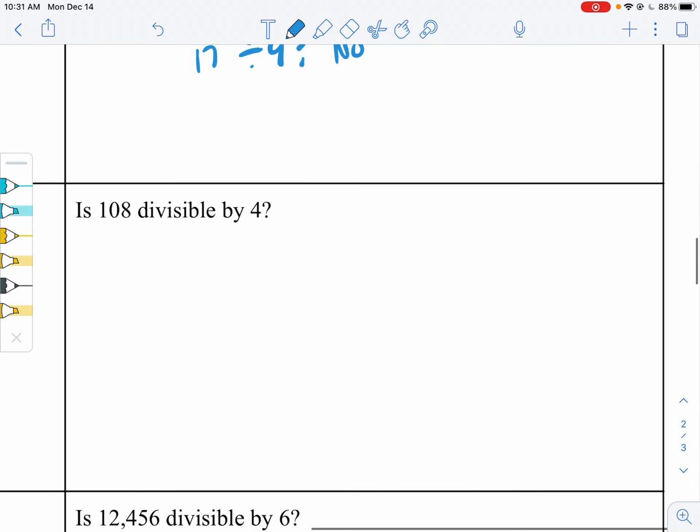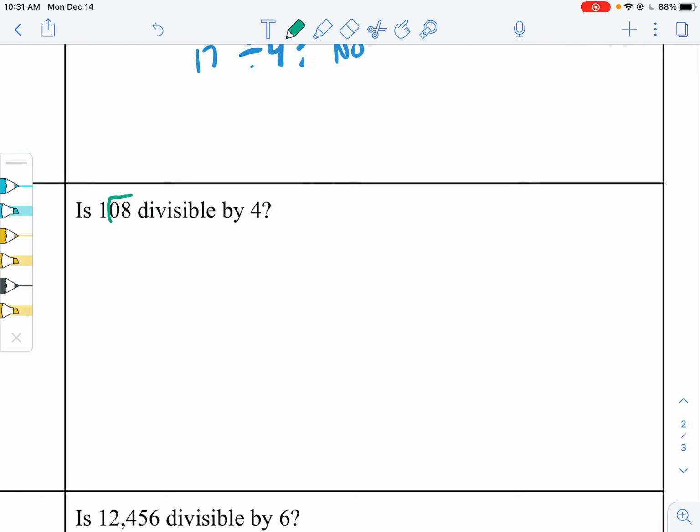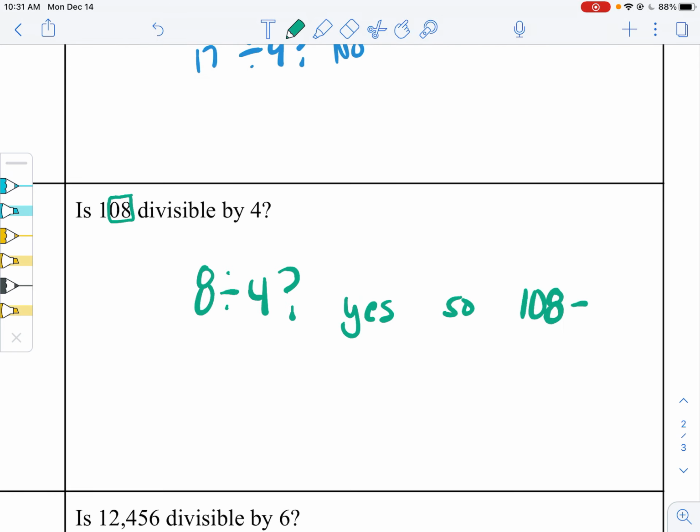Is 108 divisible by 4? Our rule for 4 is to just look at the last two digits. The last two digits here are 0 and 8. So we're really just talking about the number 8. 08 is just 8. So is 8 divisible by 4? Yes. So 108 is divisible by 4.